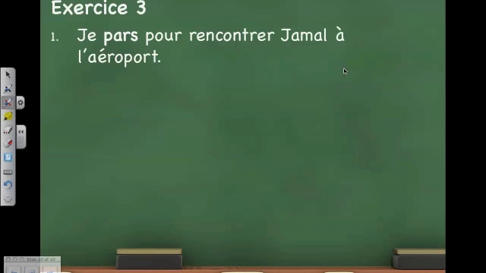Je pars pour rencontrer Jamal à l'aéroport. Because it's je, we use je suis, and pars is the verb partir, and so we will use parti because je is singular.